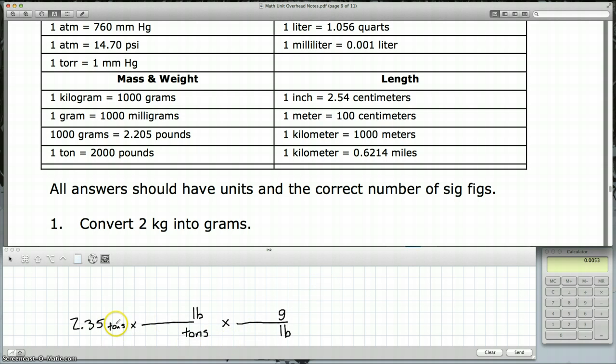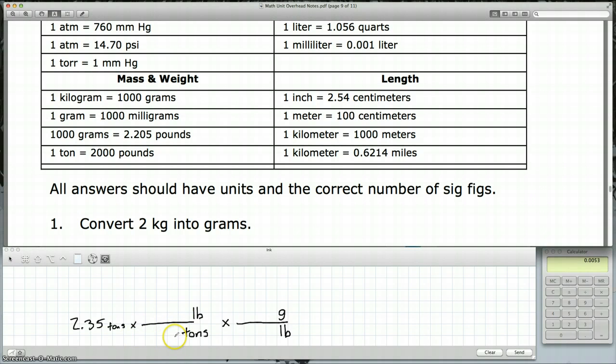So I have it all set up. Tons is going to cancel tons. So those will be gone. Pound and pound, those are going to cancel. The only thing left is grams, which is what we're looking for in this question. So, we go back to the original question here. Actually, I'll leave that. Because we still have to fill in our numbers.